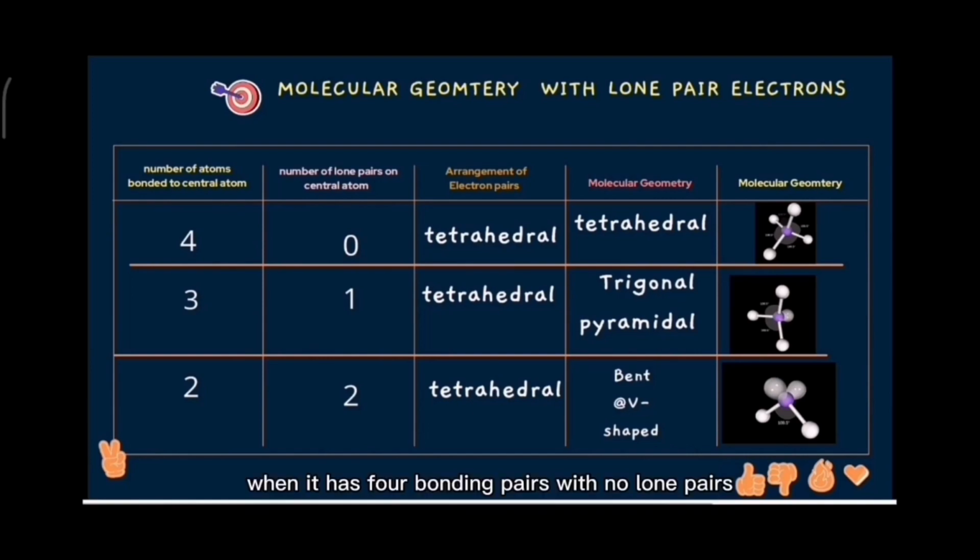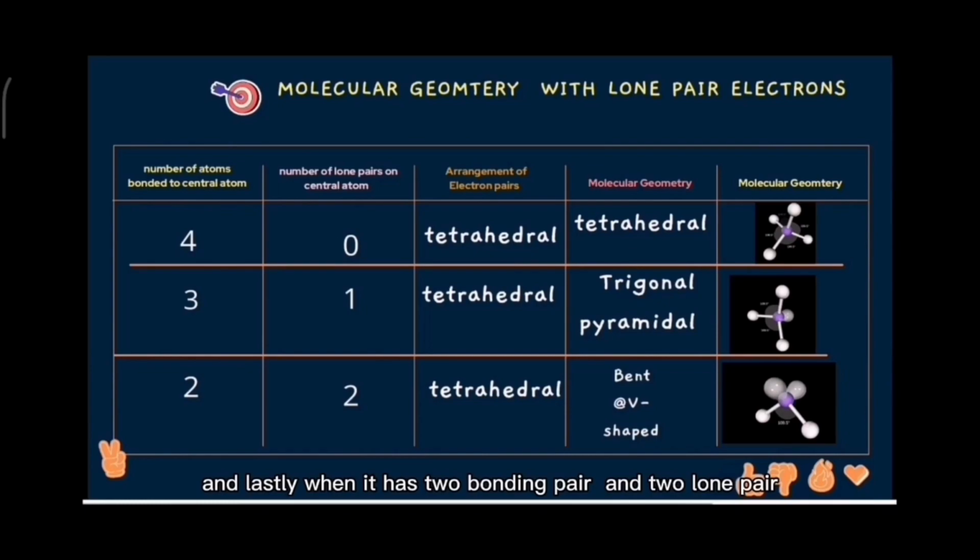So basically, when it has 4 bonding pairs with no lone pairs, the molecular geometry and the arrangement of electron pairs will still be the same, which is tetrahedral. But it goes differently when 3 bonding pairs and 1 lone pair are in the system. It will cause a change in shape due to the disruption of the lone pair on the bond angle. The shape will turn to trigonal pyramidal.